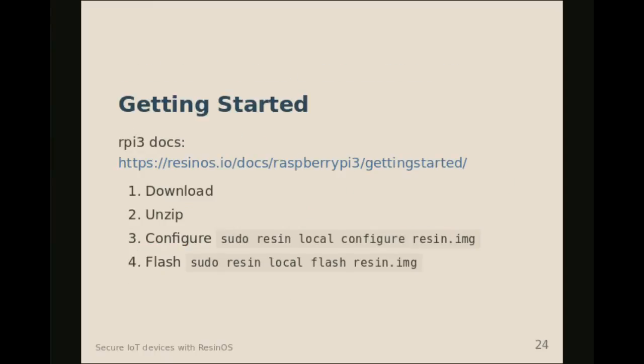All right, so this is the last little bit before we start looking at some code. The basic process for getting started with this, which I've basically got set up here, is you download the ResinOS image, I'm using the Pi 3 here. It'll come zipped, unzip it. You can see sudo resin local configure resin.image. So I'll demonstrate this actually.